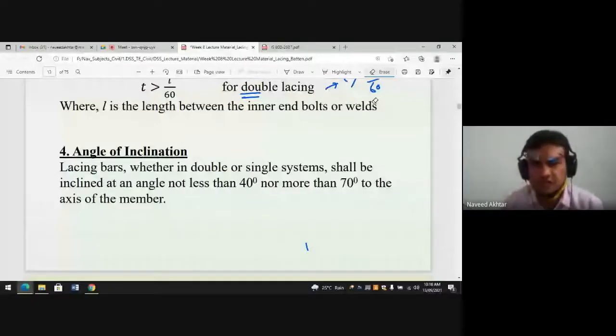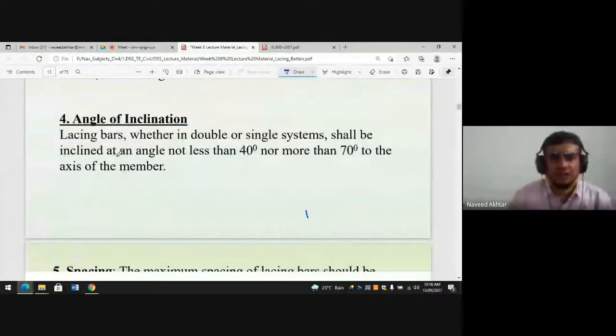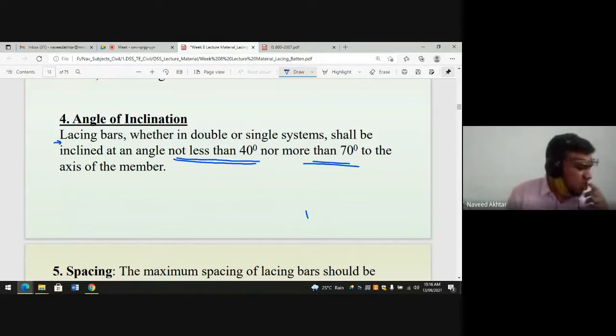These are the clauses, and you will understand them when we go through the example. Now, angle of inclination. The lacing bar, whether in double or single system, shall be inclined at an angle not less than 40 degrees and not more than 70 degrees. So what is the angle of inclination in a lacing system? It is between 40 degrees and 70 degrees.